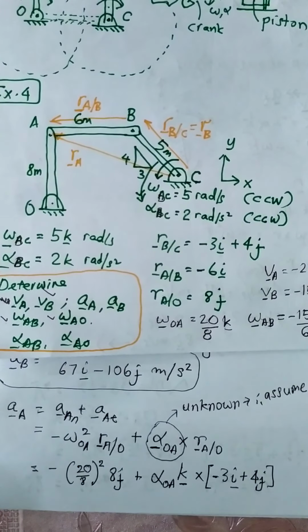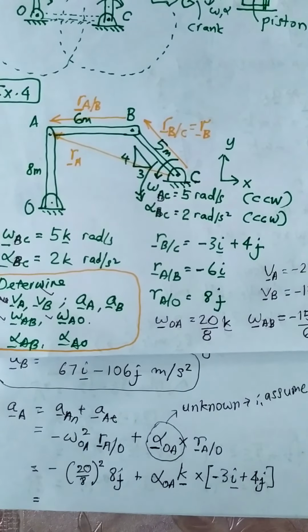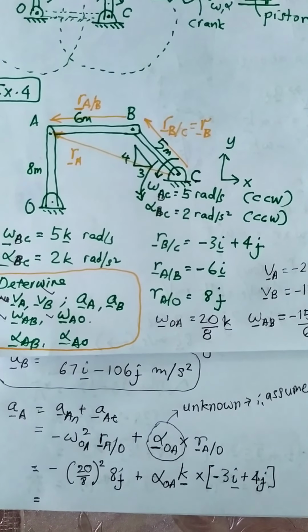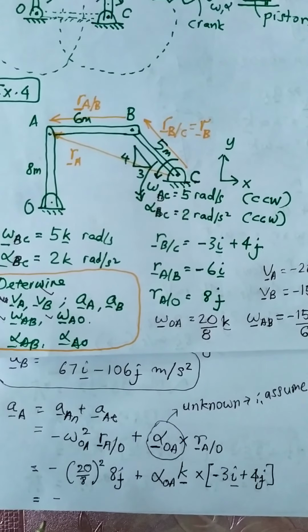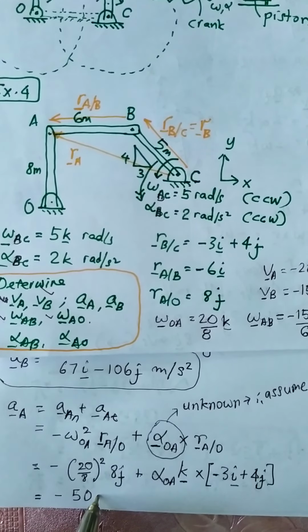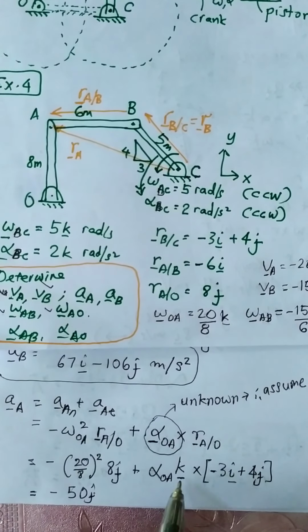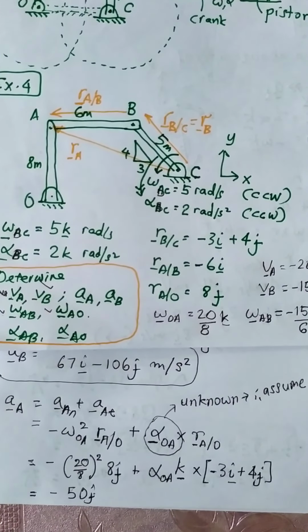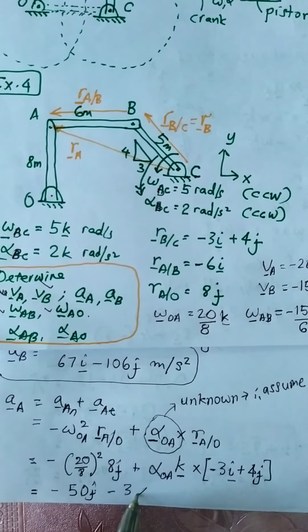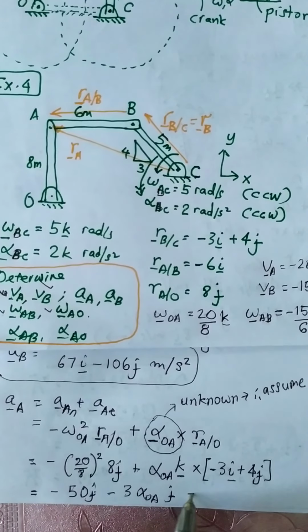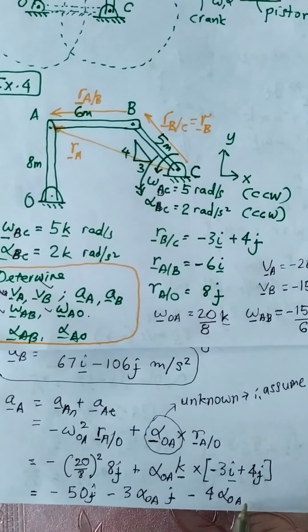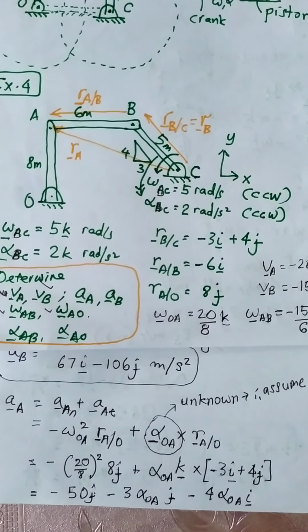Yeah, so we have then something like minus 400 over k, so minus 50, 400 divided by minus 50j, plus, and then k cross i is j, so alpha minus 3 alpha OA j, and then k cross j is minus i, minus 4 alpha OA i. Okay, so we have got this.